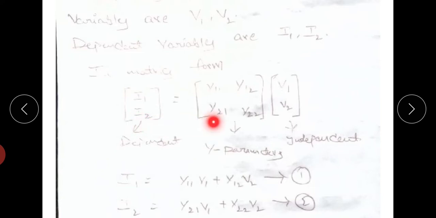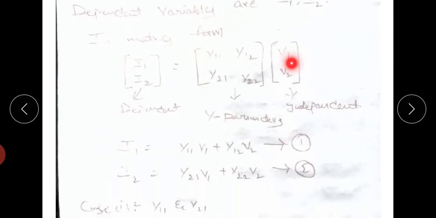So next, similarly, Y parameters. So this is a two-port network. Here port 1 variables V1, I1, and port 2 variables V2, I2. In this case independent variables are V1, V2, dependent variables are I1, I2. In matrix form, first the current matrix, next the admittance matrix, next the voltage matrix. I1, I2 equals Y11 Y12 Y21 Y22 times V1, V2. Dependent variables I1, I2, independent variables V1, V2. Y parameters matrix Y11 Y12 Y21 Y22.